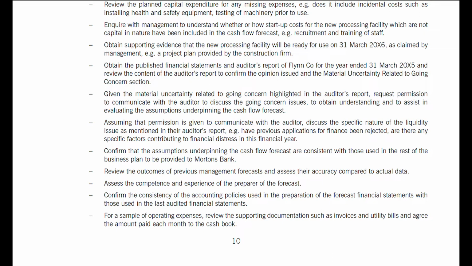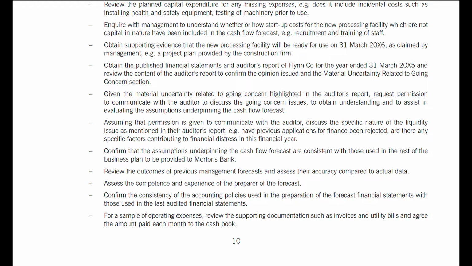Confirm that the assumptions underpinning the cash flow forecast are consistent with those used in the rest of the business plan to be provided to Morton Bank. Review the outcomes of previous management forecasts and assess their accuracy compared to actual data. Assess the competence and experience of the preparer of the forecast.